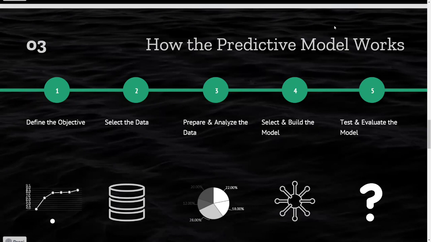And I don't know how to get this off my screen. Okay, I think that works.